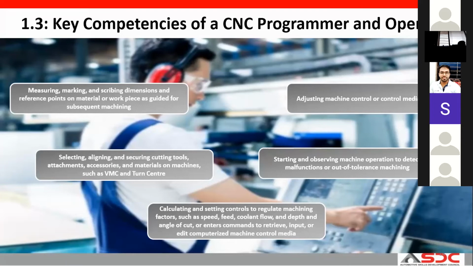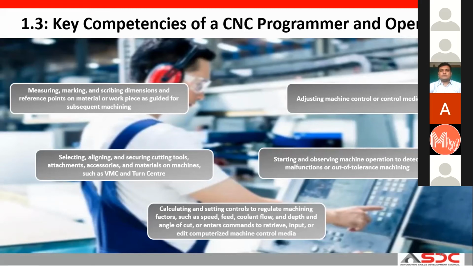Then once he starts the machine, he should know how to observe the malfunctioning of the machine or malfunctioning of the program, and then he should know how to correct it. Then calculating and setting control of the regulating machine factors such as feed, speed, cutting speed, coolant rate (where we are using a through-coolant tool), and depth of cut. I think that is known as the cutting parameters.